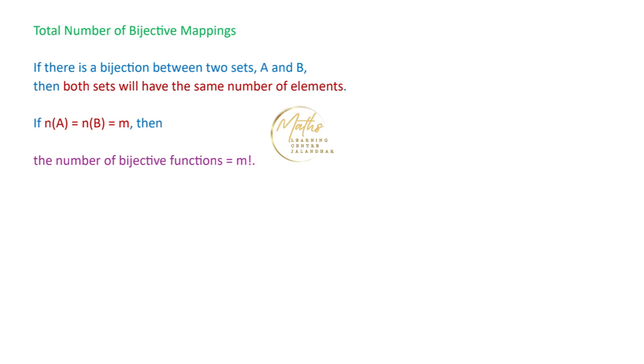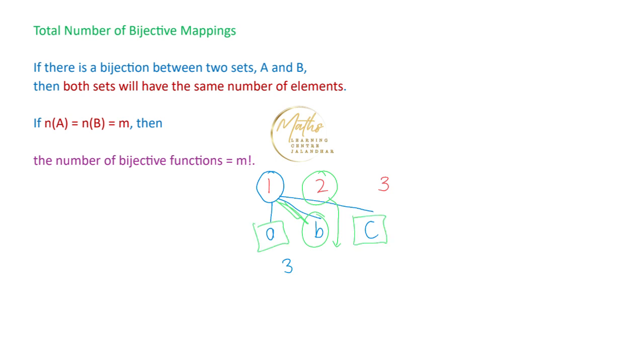To understand this situation, suppose both sets have the same number of elements. The first set has elements 1, 2, 3. The second set has elements A, B, C. In how many ways can 1 be mapped? It can be mapped in 3 ways. If 1 is mapped to B, then for mapping element 2, how many options are left? Two options are left. So we multiply by 2.